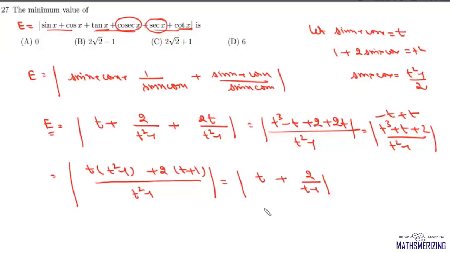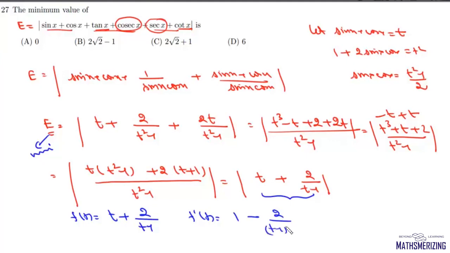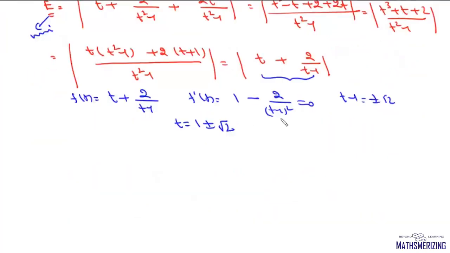Now we need to find the minimum value of this expression E. And for the minimum value of E, we will find the minimum value of t plus 2 upon t minus 1. So let it be f(t), which is t plus 2 upon t minus 1. Then f dash t will be 1 minus 2 upon (t minus 1) square equals 0. We'll get t minus 1 equals plus or minus root 2. The value of t is 1 plus minus root 2. Now we need to find the absolute minimum of this function. So we'll take two cases.